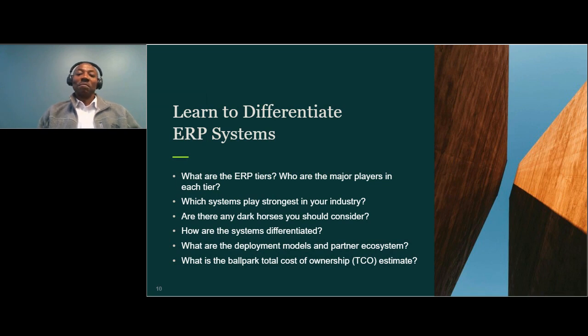Pertinent questions to ask include, what are the ERP tiers and who are the major players in each tier? Which systems play strongest in my industry? Are there any dark horses I should be aware of and consider in my selection process? How are the systems differentiated? What are the deployment models? And what does the partner ecosystem look like if we need an add-on to the system? And what is the ballpark total cost of ownership estimate for the available systems in the marketplace that I could be evaluating?